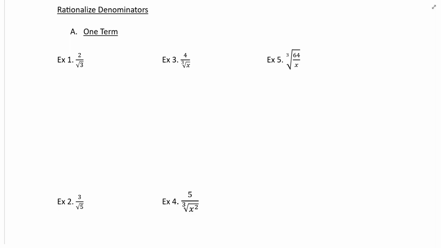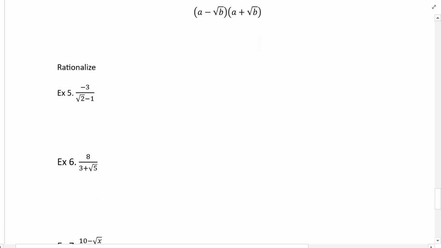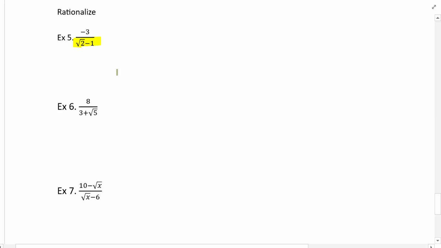In this video, we will talk about rationalizing denominators. And there are two situations where the denominator is formed by one term, like if you look here, square root of 3, cube root of x, square root of 5, cube root of x squared. This one is also one term. Or if we have two terms, like here.